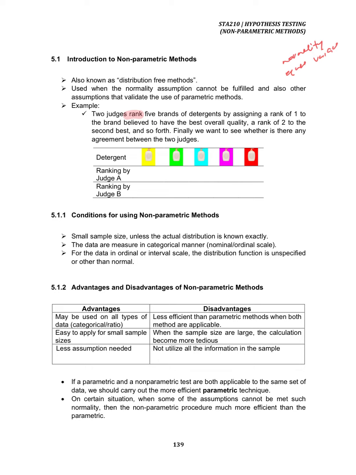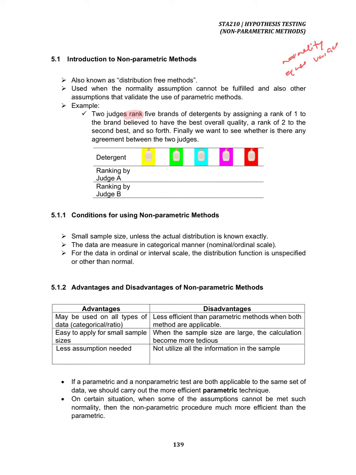So what are the conditions for using the non-parametric method? Non-parametric methods can be used when a small sample size is involved in our experiment, unless the actual distribution is known exactly. If you have a small sample size, but you are sure what the distribution of the sample is, then we can proceed with the parametric method. But if we don't know what the distribution is, then we can choose the non-parametric method.